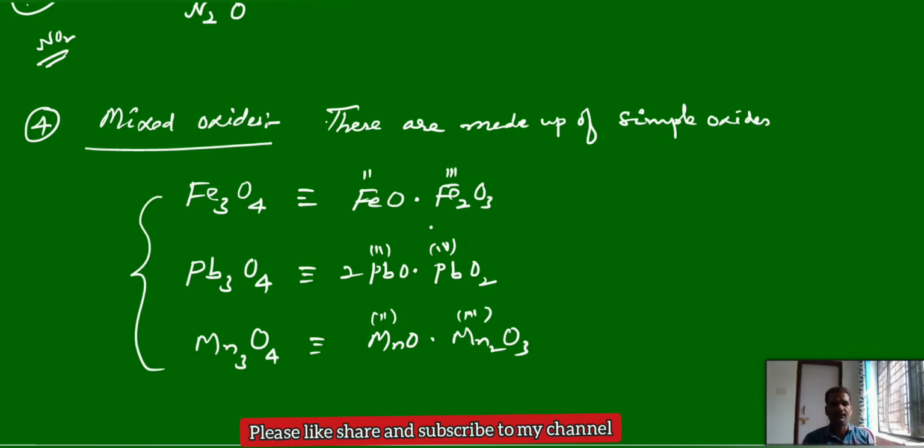They are a combination of these 2 simple oxides. These 3 mixed oxides are again very, very important. You should remember them. And how they are formed, that also you should remember.